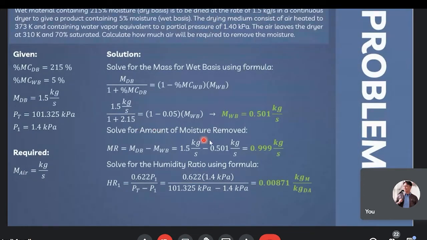So for the amount of moisture removed, yung moisture removed lang naman natin is the dry basis minus yung wet basis natin. So 1.5 kg per second minus 0.501 kg per second, 0.999 kg per second. So for the humidity ratio using formula, yung HR1 natin, same formula lang naman. So 0.622 multiplied by 1.4 kilopascal divided by 101.325 kilopascal minus 1.4 kilopascal. So we have 0.00871 kilogram of moisture per kilogram of dry air.